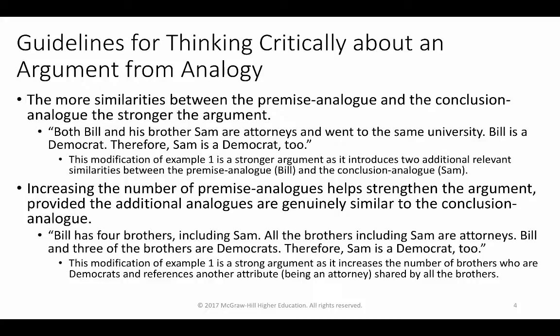Also, increasing the number of premise analogs helps to strengthen the argument. What about this one? Bill has 4 brothers, including Sam. All the brothers, including Sam, are attorneys. Bill and 3 of his brothers are Democrats. Therefore, Sam is a Democrat too. So look what happens when we include more brothers who are all attorneys and all Democrats. It makes for a much stronger argument, increasing the likelihood that indeed Sam is a Democrat. Now, it's still not 100% certain that this conclusion is correct. This is, after all, inductive reasoning, but it's a much stronger argument nonetheless.